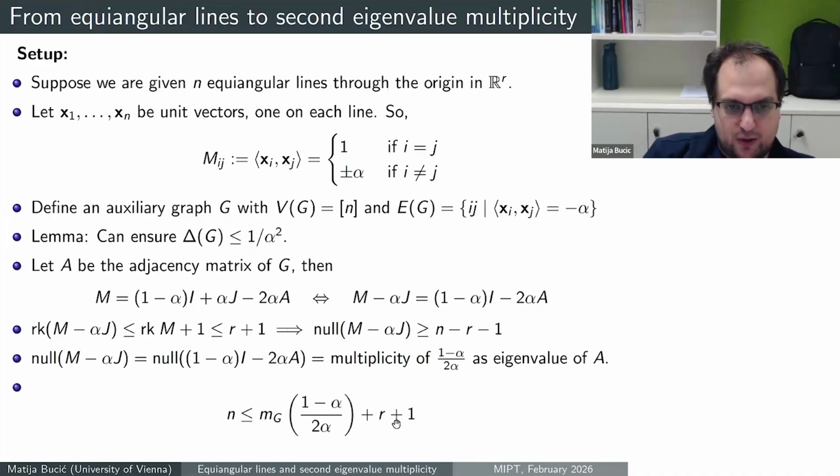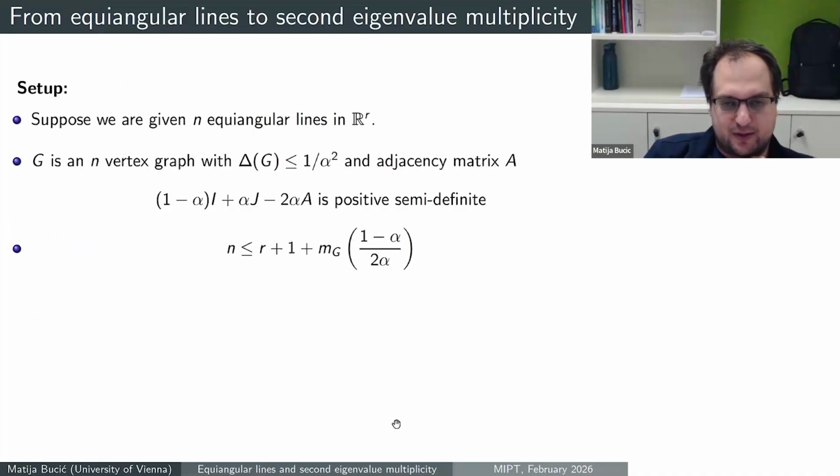Very good. So let me now clean up this slide and just keep what I'm still going to need. So we proved this upper bound on the number of equiangular lines in terms of the multiplicity of this as an eigenvalue. And I'm still going to need the positive semi-definiteness of the Gram matrix for just one more line. So let it stay here. And the only other stuff that I care about is that this is an n-vertex graph with an upper bound on the maximum degree.